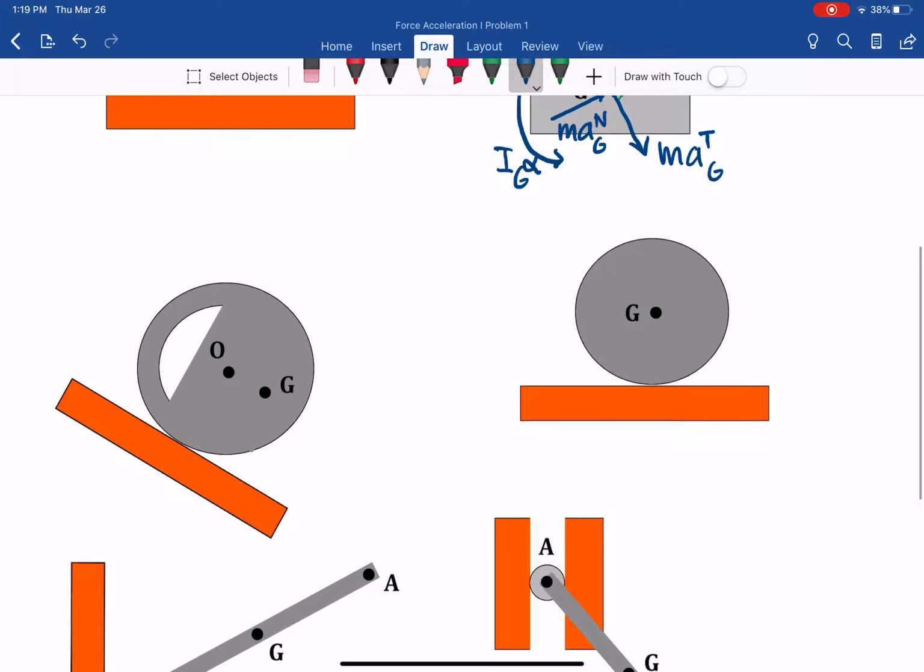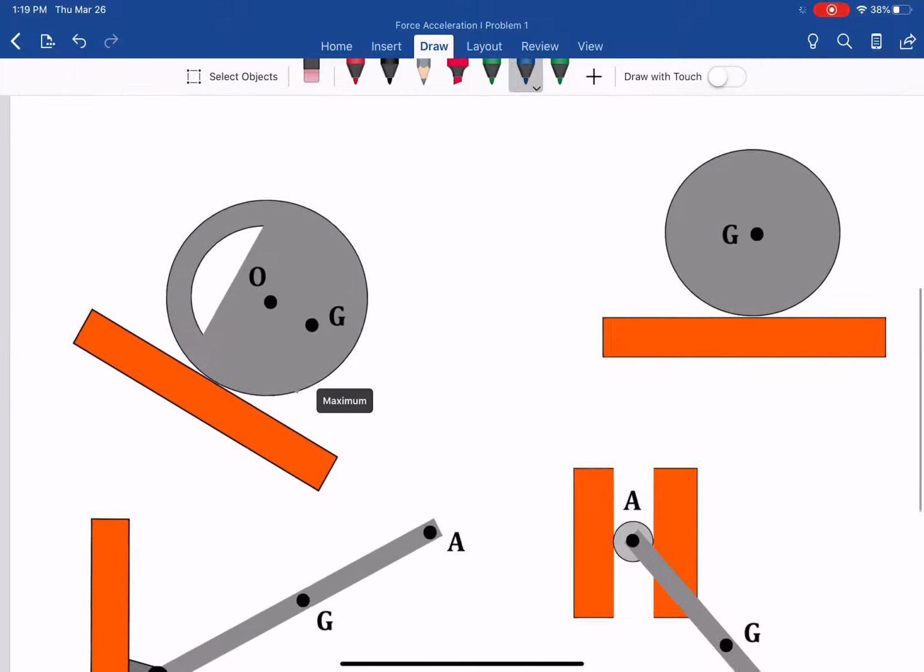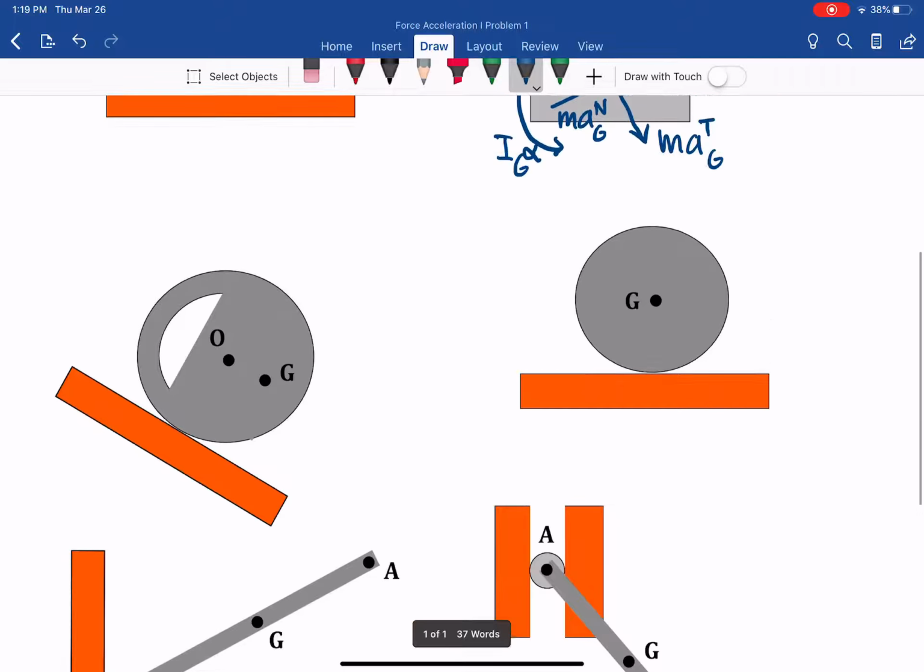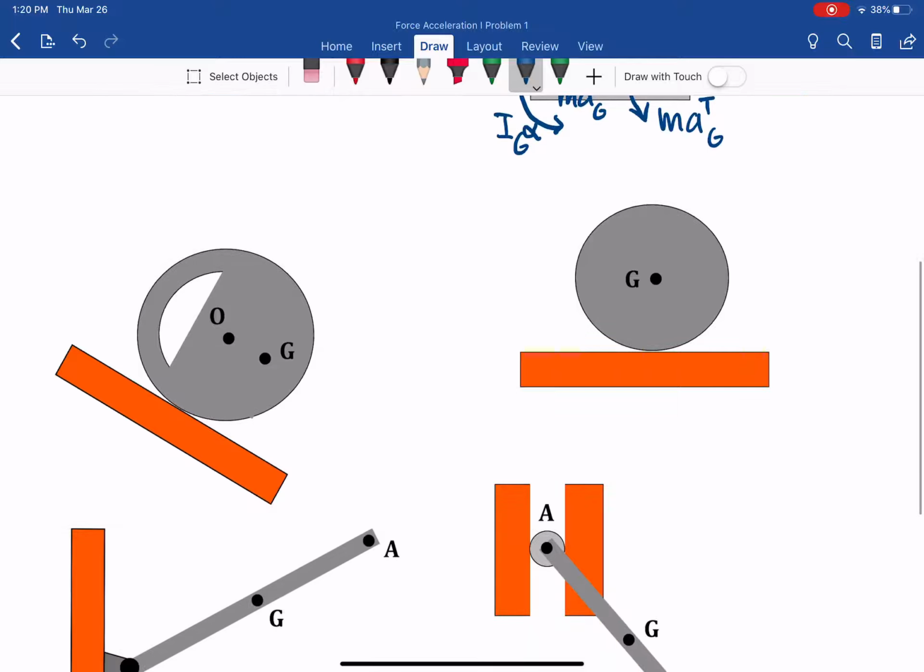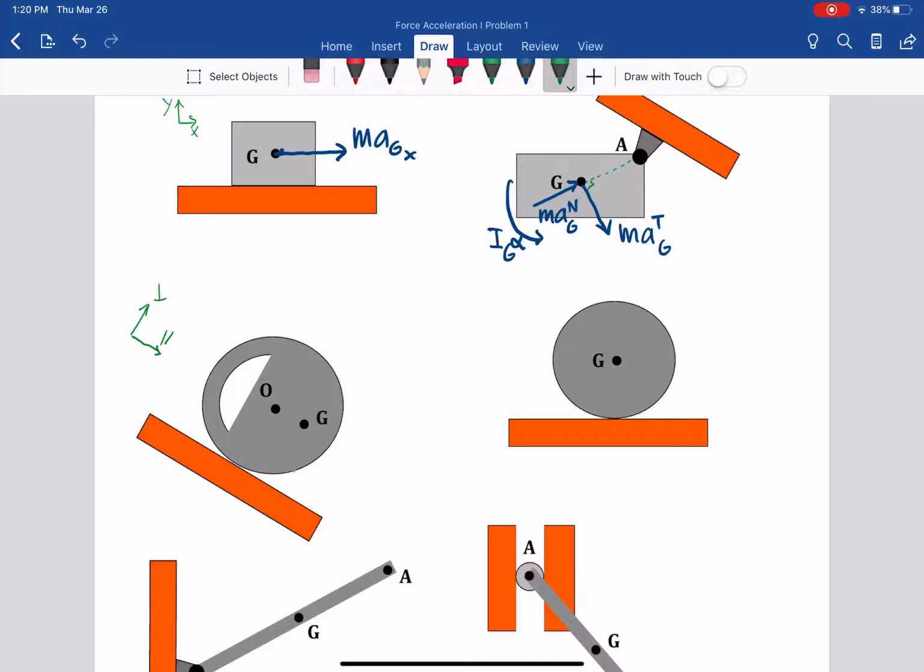Move on to the next one. Let's assume this is an unbalanced wheel on the inclined surface. On an inclined surface, you normally use axes parallel and perpendicular to the motion instead of x and y. It's rolling down, so let's draw the axes here, perpendicular and parallel to the motion. When we draw the diagram, it's always at the center of mass. Remember, keep that in mind.